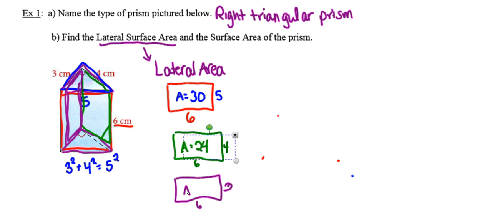making its area 18. So my entire lateral area is comprised of these 3 rectangles and is therefore going to be 30 plus 24 plus 18, or 72 square centimeters.